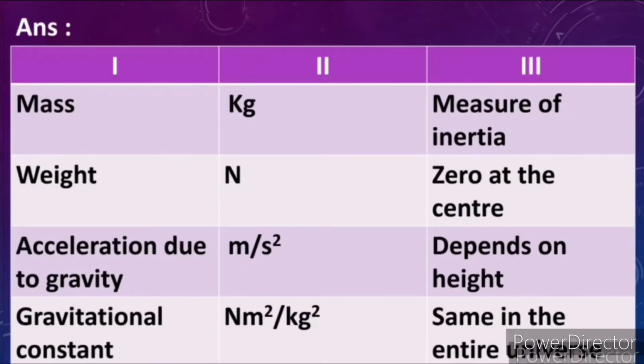Answer: First row, mass, kilogram, measure of inertia. Second row, weight, Newton, 0 at the center. Third row, acceleration due to gravity, meter per second square, depends on height. Fourth row, gravitational constant, Newton meter square per kilogram square, same in the entire universe.